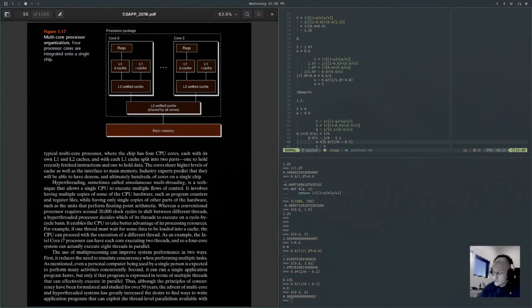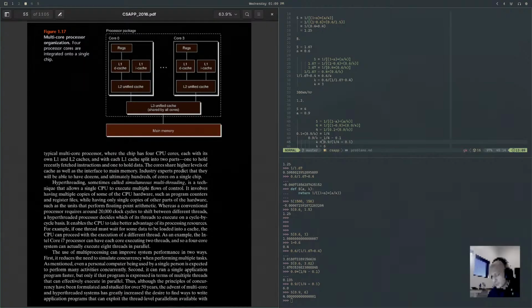Yeah, there's a lot more to the CPU than what's in this diagram. But yeah, this diagram illustrates the organization of a typical multi-core processor where the chip has 4 CPU cores, each with its own L1 and L2 caches, and with each L1 cache split into 2 parts, one to hold recently fetched instructions, and one to hold data. The cores share higher levels of cache as well as the interface to main memory. Industry experts predict that they will be able to have dozens and ultimately hundreds of cores on a single chip.